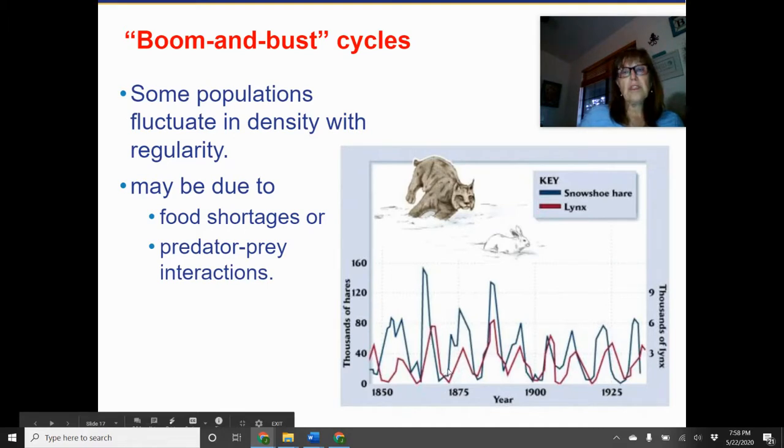But as resources become available again, in this case, the snowshoe hare made a comeback, we see the lynx population increase their numbers. So this boom or bust cycle may be due to food shortages, or it could be due to these predator and prey interactions. So some populations are going to fluctuate depending upon the density of individuals in another population.